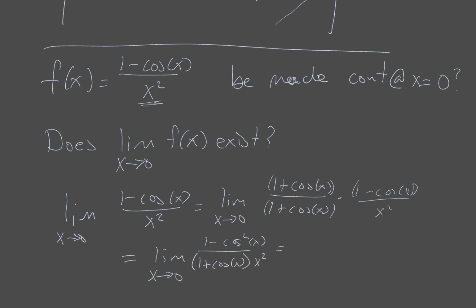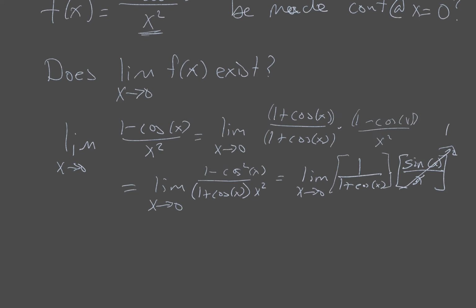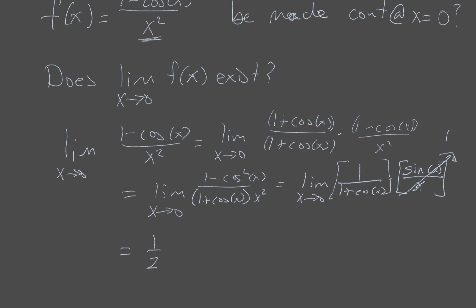which is equal to the limit as x goes to 0 of, I'm going to rewrite this as 1 over 1 plus the cosine of x times, since 1 minus cosine squared is sine squared, sine of x over x, and I'm going to square that. I'm going to write it like that because we know what sine of x over x does. It goes to 1, right? So this goes to 1. As I get close to 0, the denominator goes to 2. So this is equal to 1/2, and so that limit does exist.